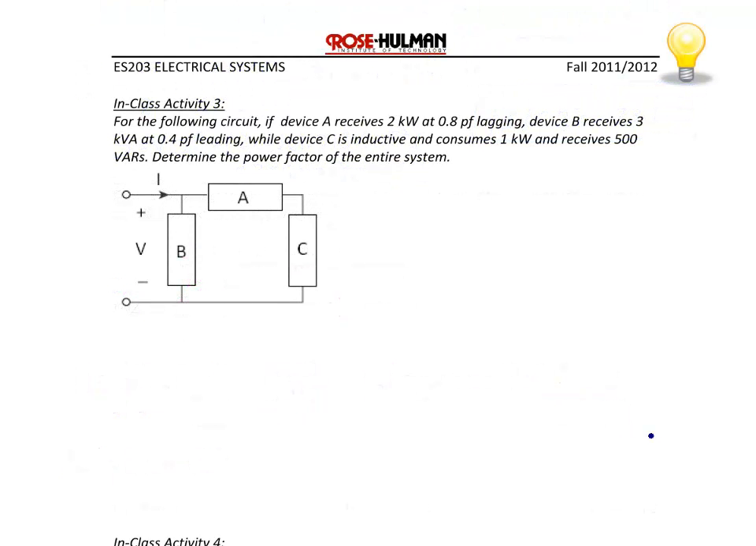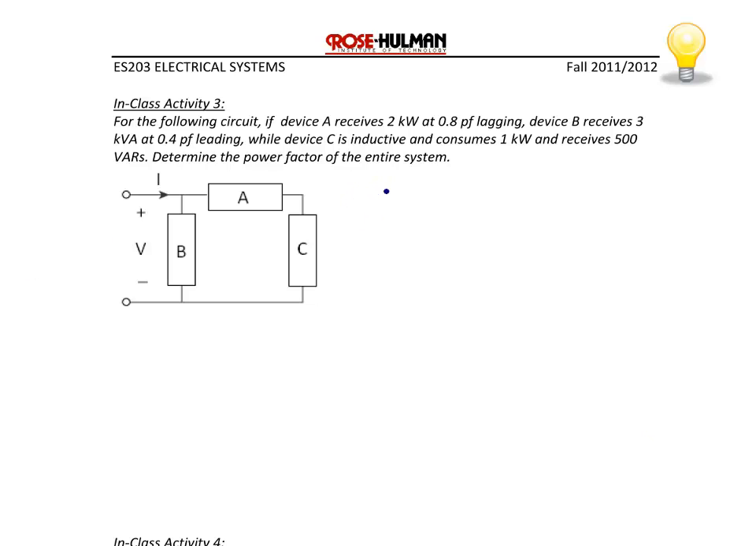Okay, let's try another example. For the following circuit, if device A receives 2 kilowatts at 0.8 power factor lagging, device B receives 3 kVA at 0.4 power factor lagging, while device C is inductive and consumes 1 kilowatt and receives 500 VAR, determine the power factor of the entire system. This requires us to use the power triangle, and we're going to do this for each of the loads.